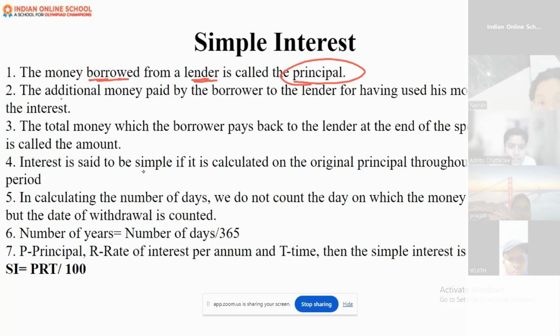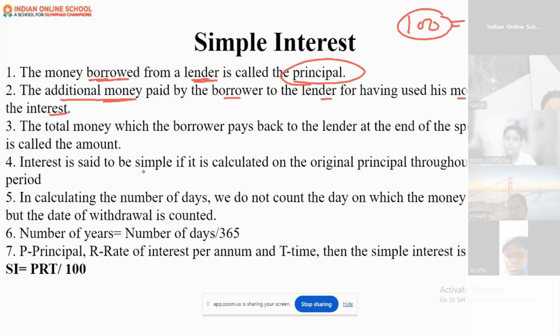The additional money paid by the borrower to the lender for having used his money is called the interest. As we have seen, the additional 100 rupees I have given to Shivans, this is my interest, as additional money or extra money. Next.